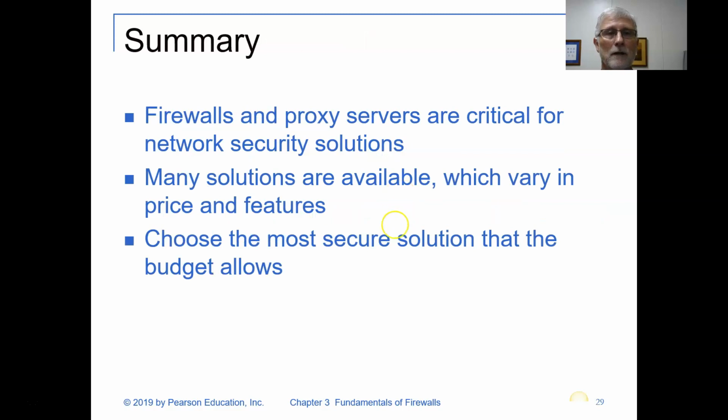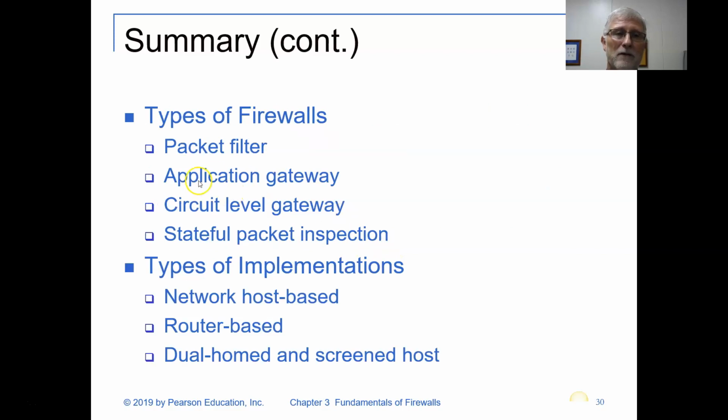So in summary, firewalls and proxy servers are critical for network security. There are tons of solutions out there, and all of them vary in price and features. You just have to make sure you choose one based on how much money you want to spend. Hopefully you remember the different types: packet filtering, application, circuit level, and stateful packet inspection, and the different types of implementation. So I've got types of firewall, and then how you're going to implement it: on the router and network, or a dual-homed or screened host setup. Hopefully that helps cover a little bit of the material in the chapter.